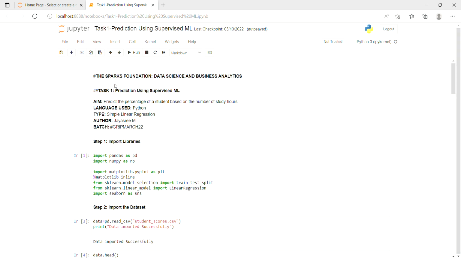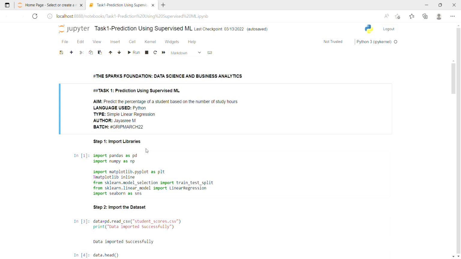The first task here is prediction using supervised ML using simple linear regression. The aim of this task is predicting the percentage of the student based on their number of study hours. The language that I've used is Python.